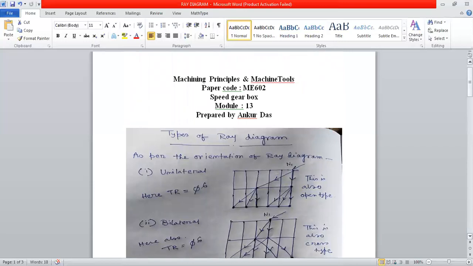In case of a ray diagram, when we draw the ray diagram, we first have to calculate the nodal points, then the loss function, and then the economic feasibility. Then we have to draw the perfect ray diagram. That may be open type, maybe cross type, maybe unilateral, or maybe bilateral.